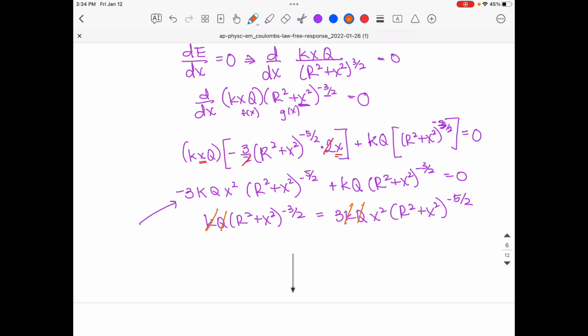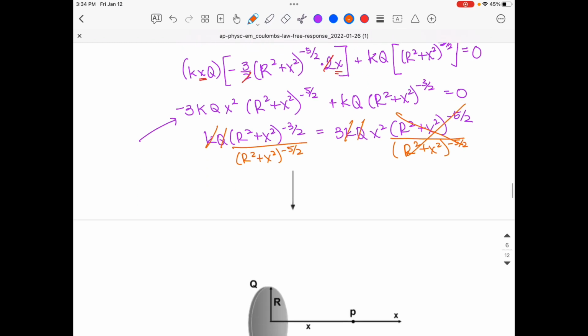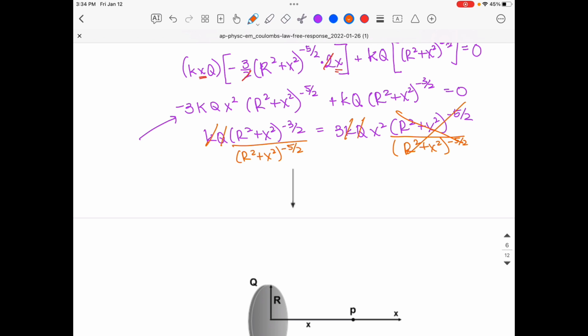Simple algebra, but more work. We have to reduce. I'm going to take my r squared plus x squared off of one side and divide it to the other side. And I know that if I have a function with an exponent on top and the same function with an exponent on the bottom, I can simply subtract them. So negative 3/2 minus a negative 5/2 gives me a positive 2/2. And since it's positive, it's in the numerator. So I end up with just r squared plus x squared to the 2/2, or r squared plus x squared.